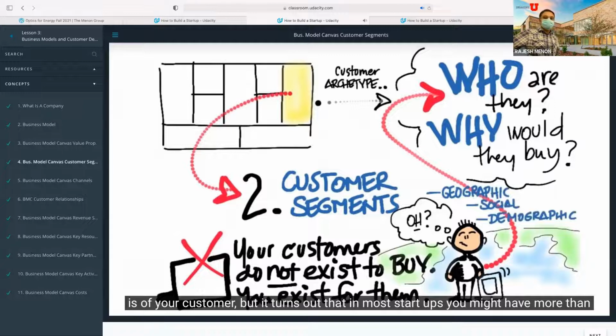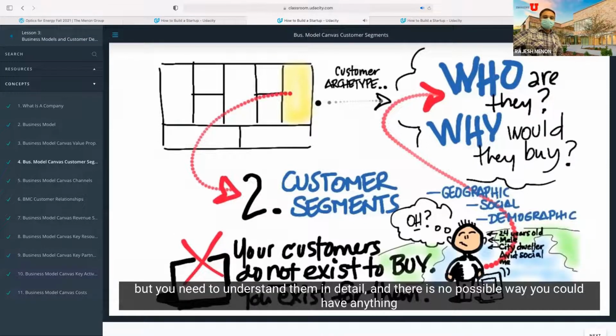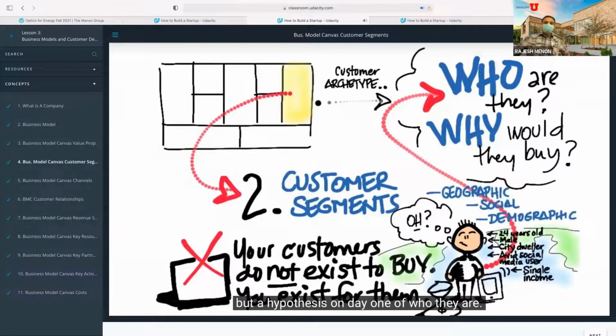And it turns out that in most startups, you might have more than one or two or three types of customer archetypes and personas, but you need to understand them in detail. And there is no possible way you could have anything but a hypothesis on day one of who they are.